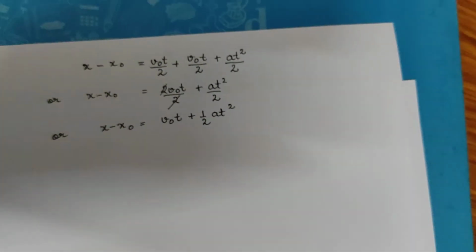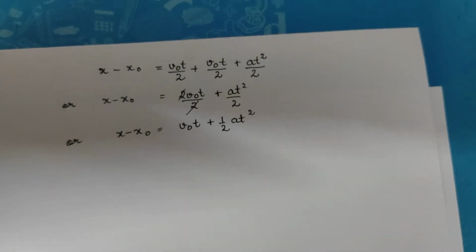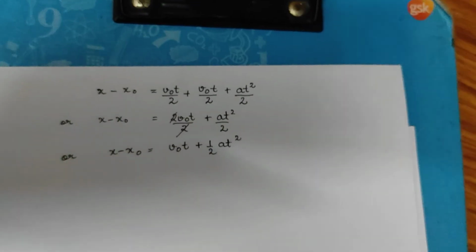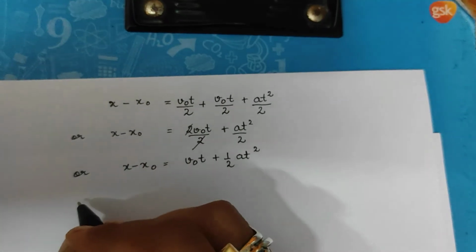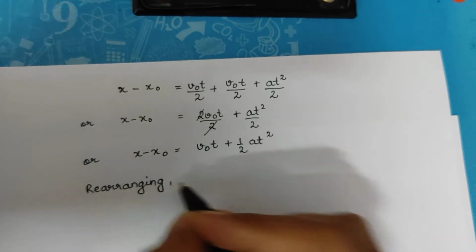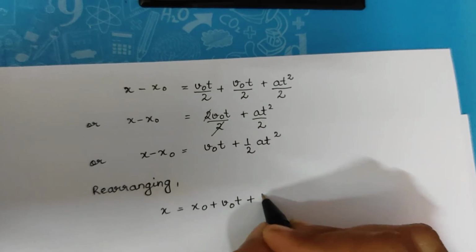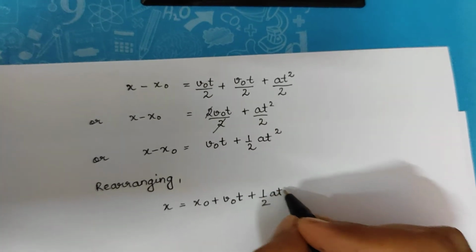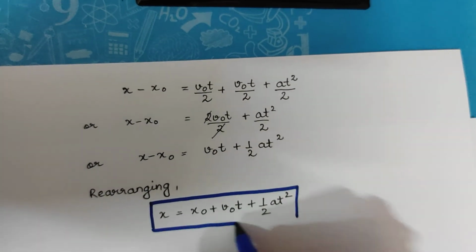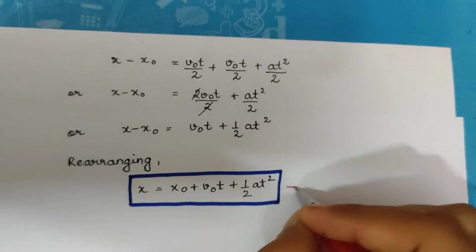Fine children. So this equation, where we are getting x minus x naught is equal to v naught t plus half a t square, if we rearrange it, what can we get? x is equal to x naught plus v naught t plus half a t square. We will mark this equation as equation 4.